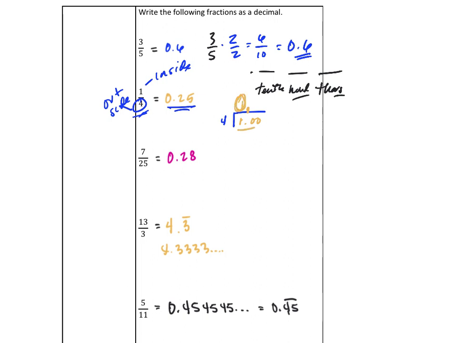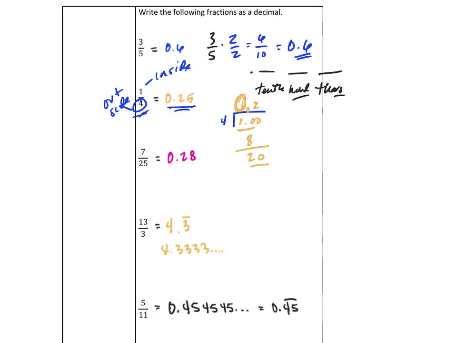So now I look at the 10, right? And I want to know how many tenths, if I have 10 tenths, divide that into 4, what am I going to get? I can get 2, right? Which is going to give me 8 tenths. And that's going to give me 2 left over.